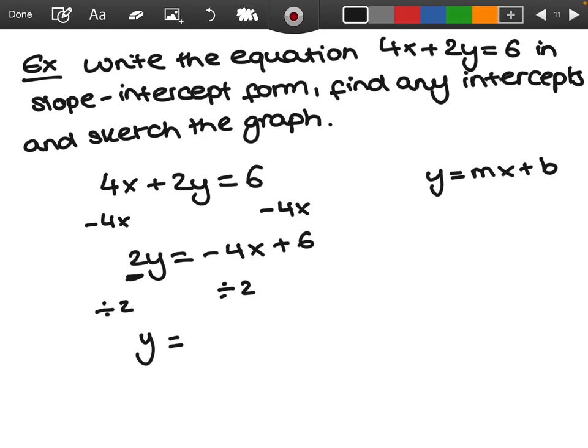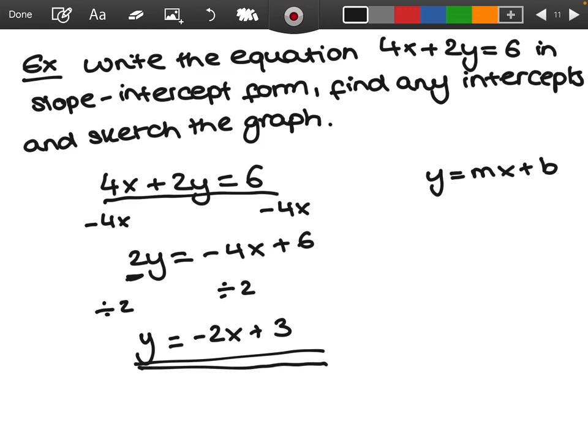So if I divide both negative 4x and 6 by 2, I'm going to get negative 2x, and then 6 divided by 2 is 3. So this is my slope-intercept form of my line. It's exactly the same linear equation, just put in 2 separate forms, okay? So these both represent the same line, it's just that they are written in different forms.